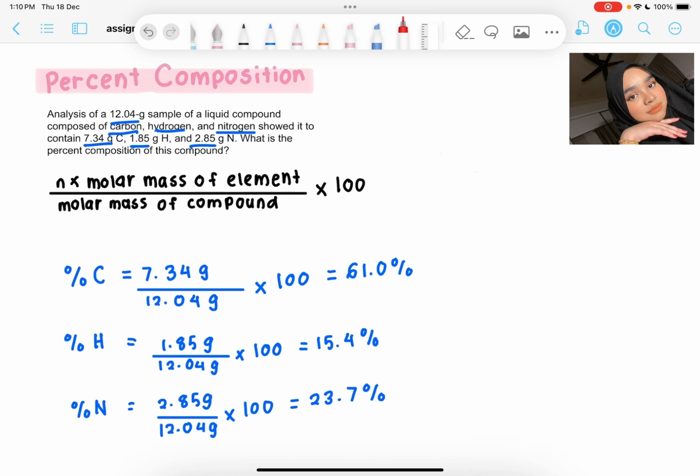To find carbon, 7.34 gram, we divide by 12.04 times 100 and then we got 21.0%. Hydrogen, 1.85 gram, divide by 12.04 gram times 100 and then we got 15.4%. Nitrogen, 2.85 gram, divide by 12.04 gram times 100 and then we got 23.7%.